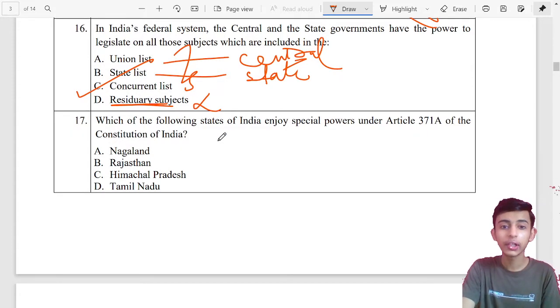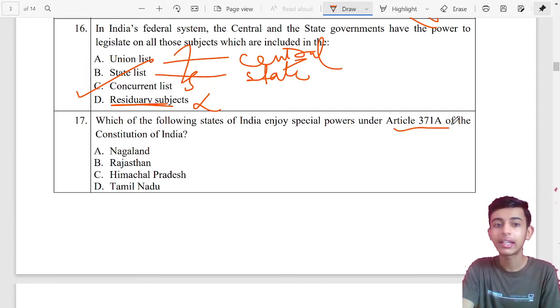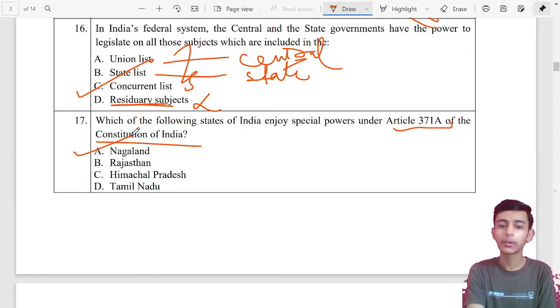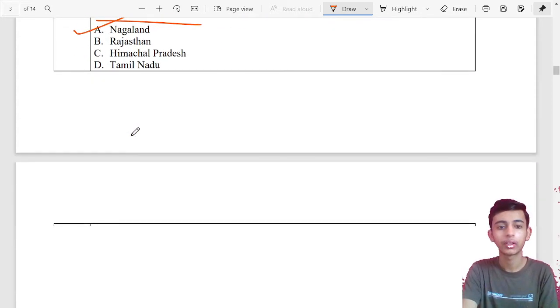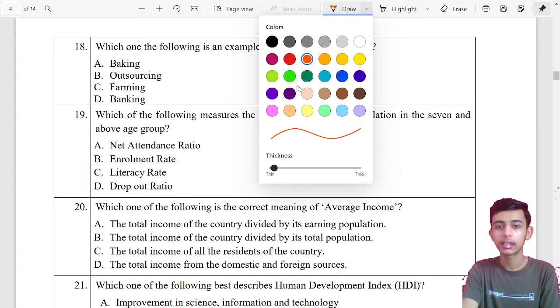17. Which of the following states of India enjoy special powers under Article 371A of the Constitution of India? Nagaland, Rajasthan, Himachal Pradesh, or Tamil Nadu? It is Nagaland. Okay, this is the correct answer. Sure, let's move ahead. Now we have economics, I guess.